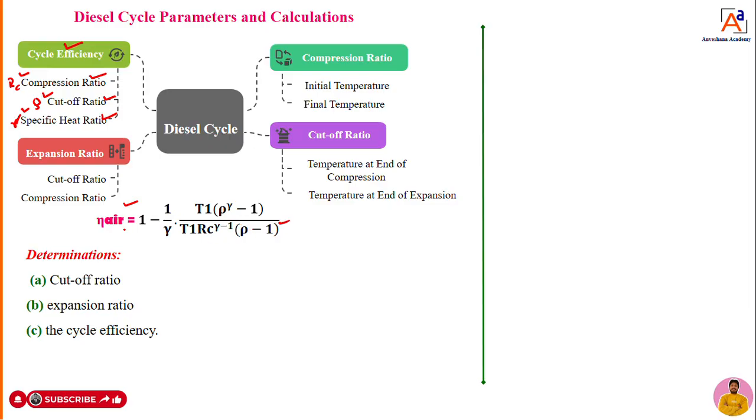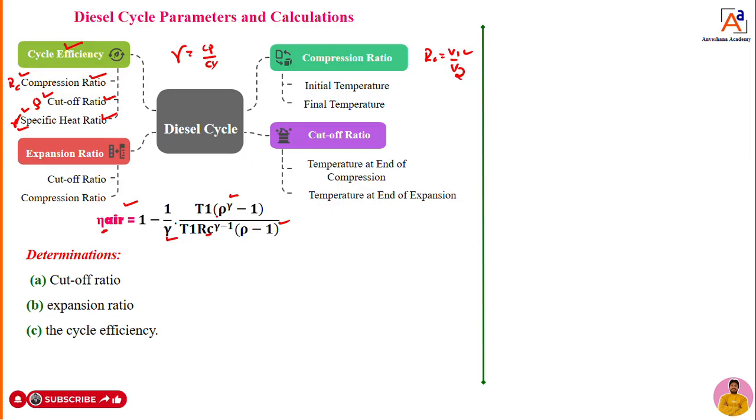This is the equation. To calculate this efficiency, what should I know? I should know the value of gamma. That gamma is nothing but the specific heat ratio, so gamma is equal to Cp divided by Cv. Okay. Next, RC. What is RC? RC is nothing but the compression ratio, we know already. RC is equal to V1 by V2. Where can I get it? This value I can get from the PV diagram.